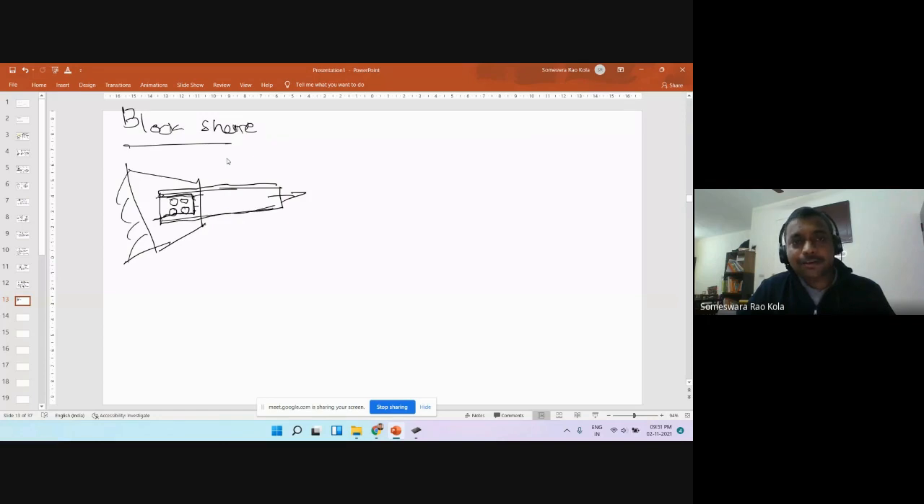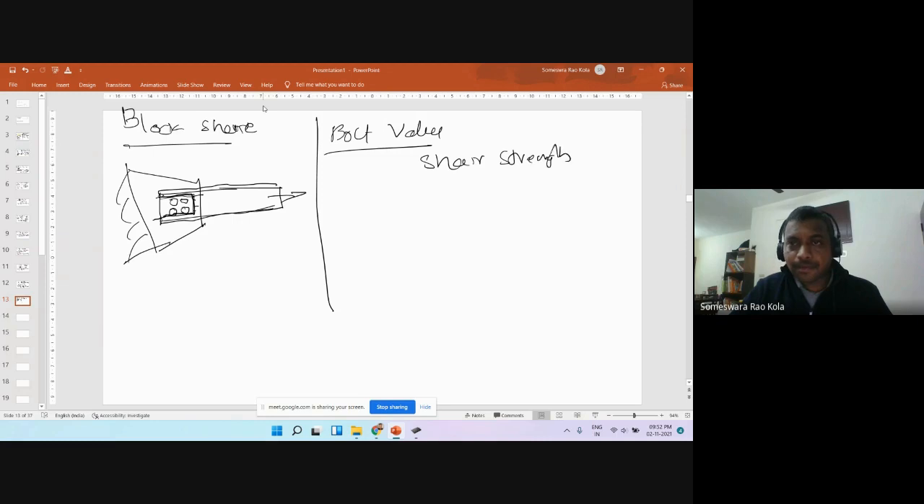So this is called block shear. That means the shear is happening as a block. I will not get into that aspect because it's not so highlighted in the exams. So what we have seen so far is what a bolt value is. For that, we have seen the shear strength of the bolt, the bearing strength, and the tensile strength.